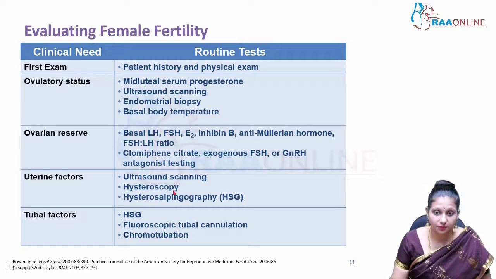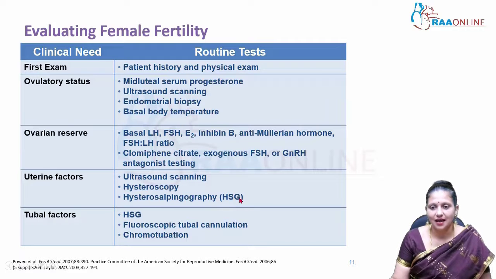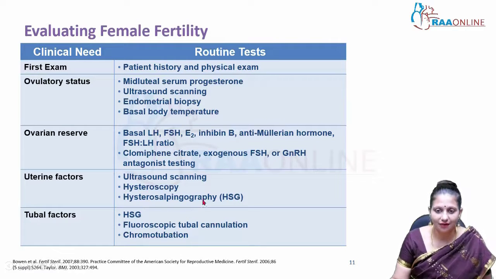inside the uterus called as hysteroscopy, and by putting a dye inside the uterus and taking an X-ray, that is called as hysterosalpingography. We can also assess the tubal patency with the help of hysterosalpingography, because when you push the dye from below and it spills, it shows that the tubes are patent.